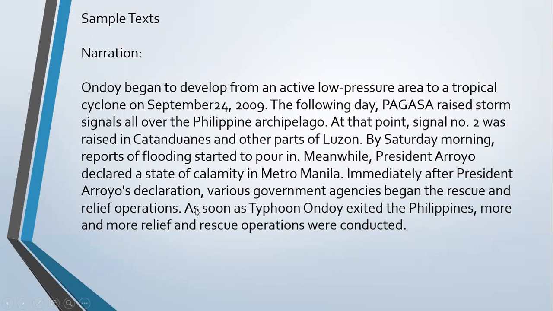Immediately after President Arroyo's declaration, various government agencies began the rescue and relief operations. As soon as Typhoon Ondoy exited the Philippines, more and more relief and rescue operations were conducted. So, based on this sample text, you can see that the events happened before, during, and after Typhoon Ondoy happened. So it narrates what events happened during this calamity.